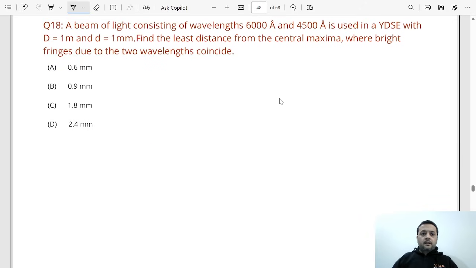All right. A beam of light consisting of wavelengths 6000 angstrom and 4500 angstrom is used in YDSE with capital D 1 meter and small d 1 mm. Find the least distance from the central maxima where the bright fringes due to the two wavelengths coincide.